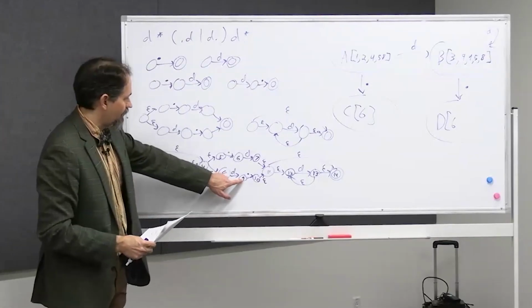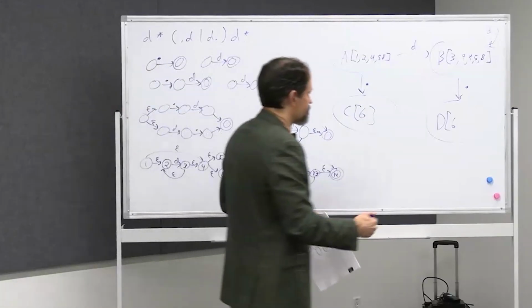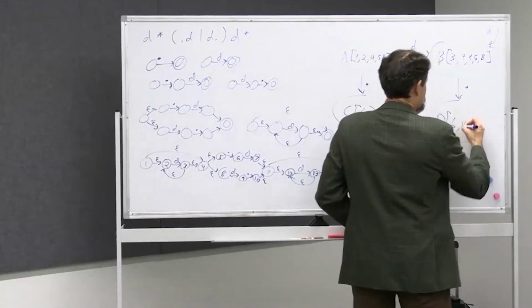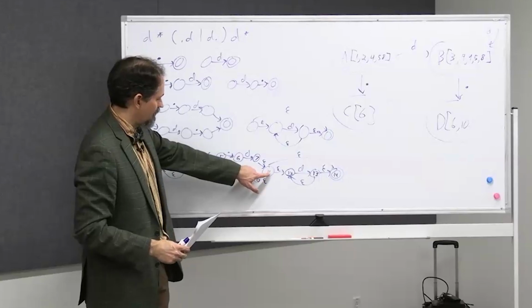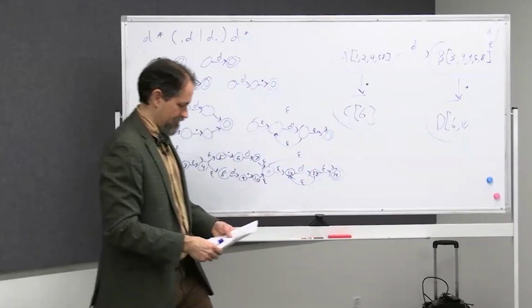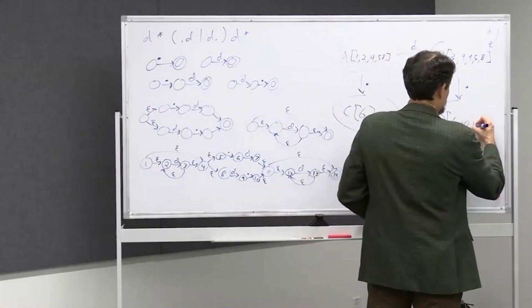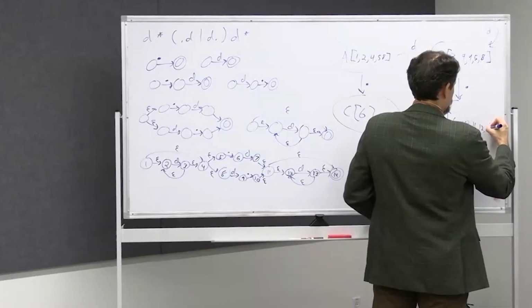If we were in state 9, then we've also gone to 10, right? So this will be 6 and 10, and then from 10 there's some epsilon transitions, right? 10 to 11 to 12 and 14. 10, 11, 12, 14.